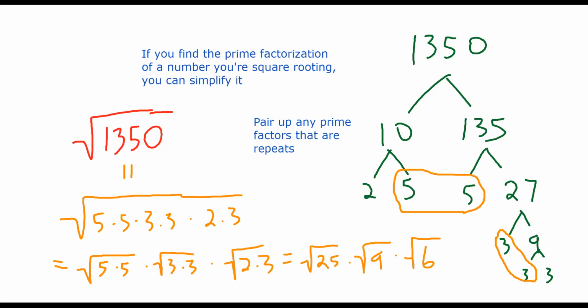But wait a minute. The square root of 25 is 5. The square root of 9 is 3, so it becomes 5 times 3 times the square root of 6. And then 5 times 3 is 15, so it becomes ultimately 15 square roots of 6. So the square root of 1350 might have looked like a large imposing number at the beginning, but it ended up just being 15 square roots of 6, which is a lot easier to digest. And prime factorization helped us to do that. It helped us to see what were the pairs that basically could be brought out.